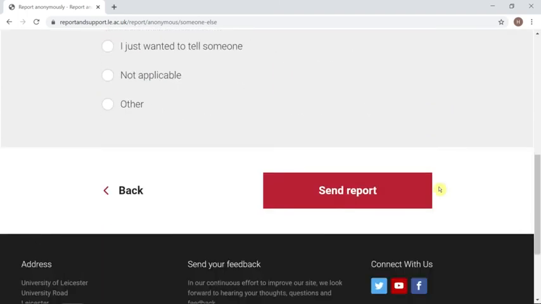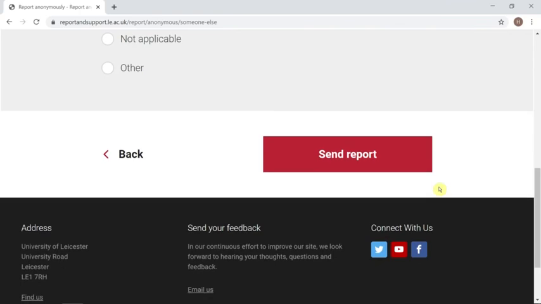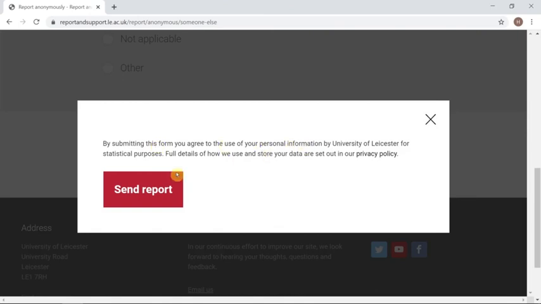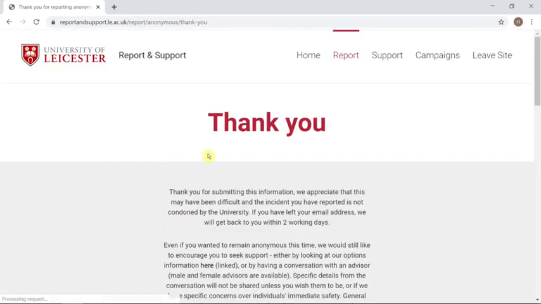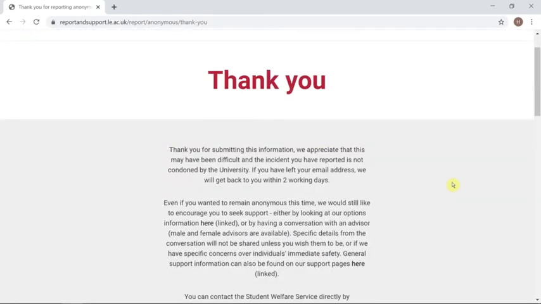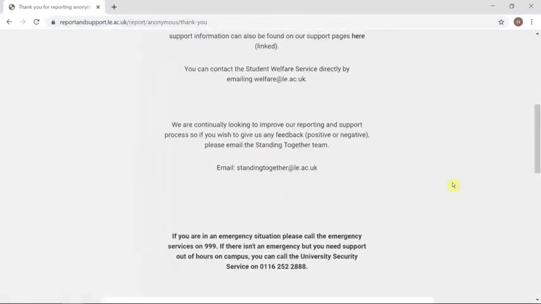When all questions are completed, you should send the disclosed information and make sure you see these messages here and here. This means your information will have been sent to the Standing Together team, who will respond accordingly.